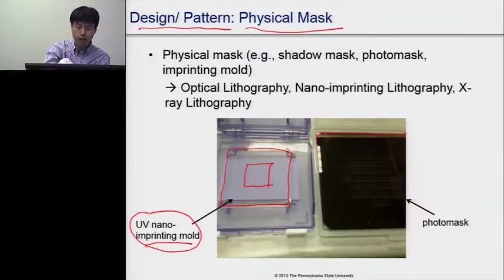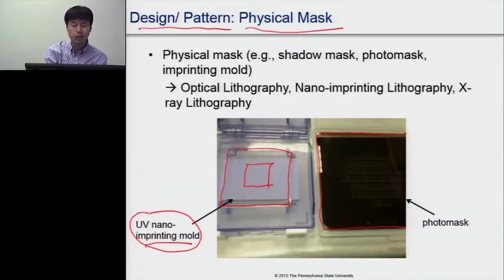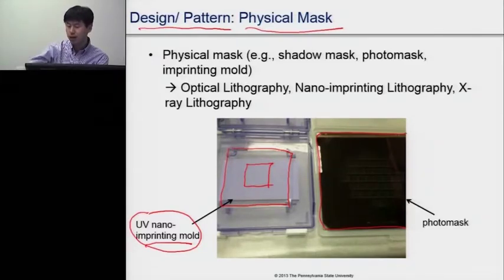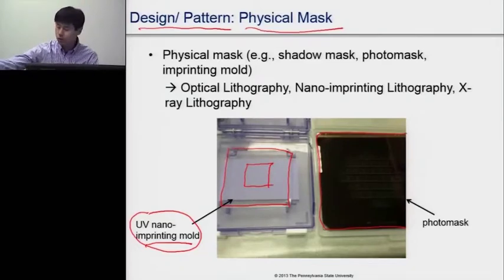So this physical mask is for the UV nanoimprint mold, and this other mask is a photomask we use for optical lithography. And then there is another form of mask, which is the shadow mask made of stainless steel. I will show you that shadow mask.